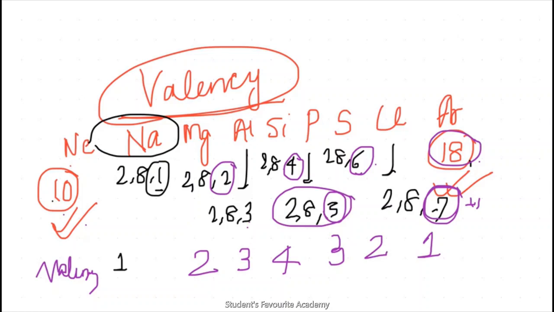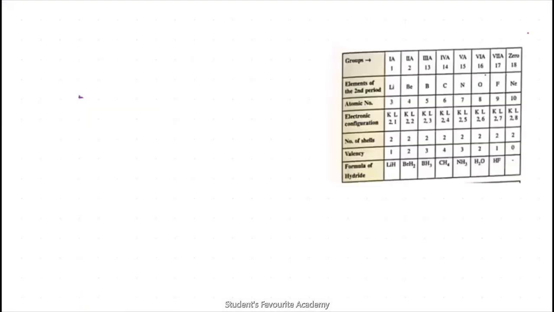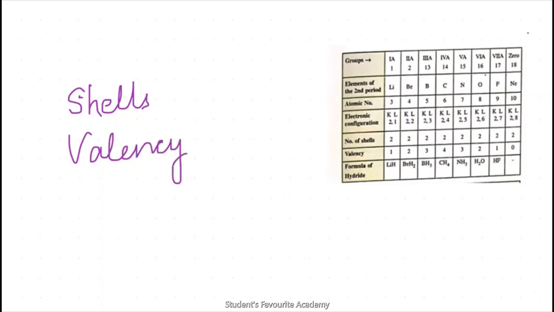Now we'll move to the table which has been given in your textbook, children. So what did we observe? We studied 3 things, children: that periodicity completely depends on the electronic configuration. Then we studied about shells. In the shells, what happens down the group? The number of shells increases. And what happens across the period? The number of shells remains the same. Then we studied about valency. So for valency, across the period, the valency shows a gradual increase and then decrease, and down the group it remains the same.